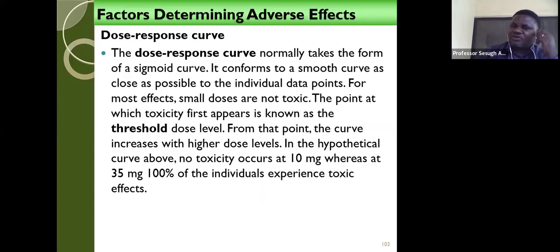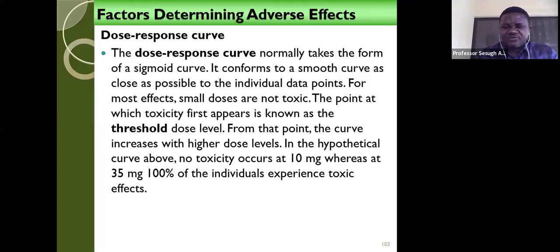So the dose response curve normally takes the form of a sigmoid curve. It's just a description. That's a shape. That's how you describe that shape. It conforms to a smooth curve as close as possible to the individual data points. For most effects, small doses are not toxic, as you can see in the graph, that the first one, up to 10 milligram, there was no observable change, and it appears that that concentration was not toxic to that organism, so to speak. So the point at which toxicity first appears is known as the threshold dose level.